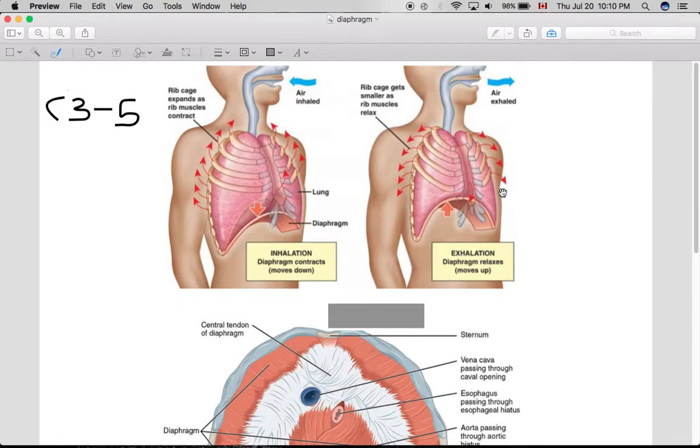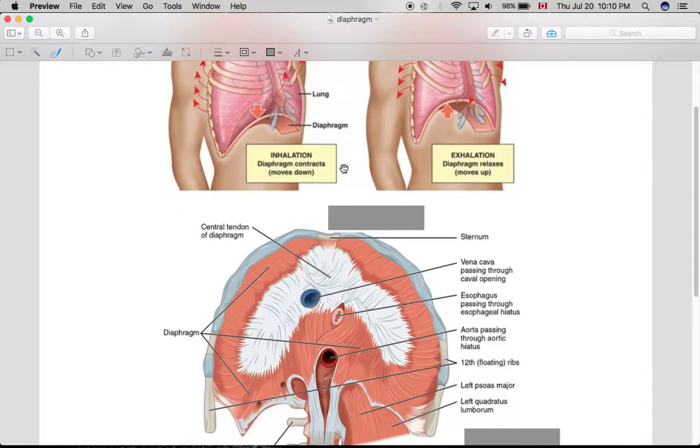is pushed outwards. Now the diaphragm is innervated by the C3 to C5 nerve root, and an easy way to remember that is C3 to 5 keeps the diaphragm alive. I'll say that again, C3 to 5 keeps the diaphragm alive.